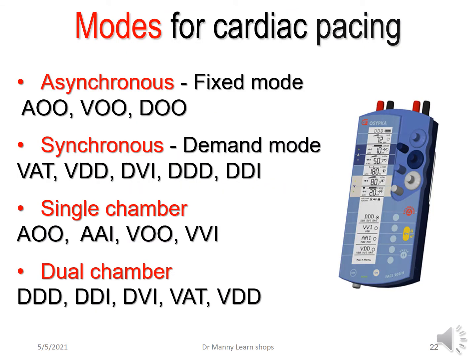Modes for cardiac pacing then basically are asynchronous, fixed mode: AOO, VOO, DOO. Synchronous is demand mode, which could be VAT, VDD, DVI, DDD, or DDI. Single chamber can be AOO, AAI, VOO, VVI, and dual chamber can be DDD, DDI, DVI, VAT, or VDD, which we'll be looking at as we go through this program.